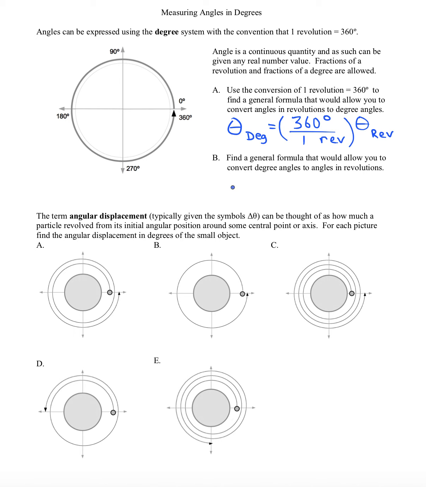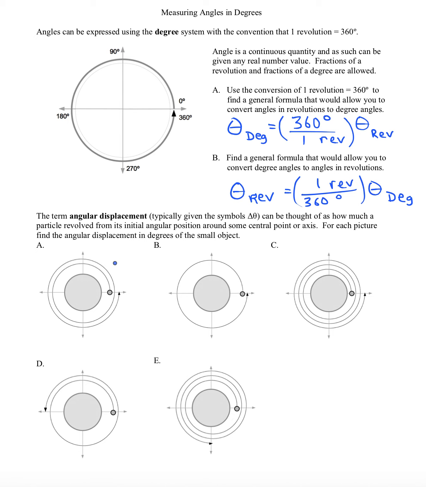Alright, so this is going to be similar to the one above. We want the theta in revolutions, and we start with a theta in degrees, multiply by a conversion factor, but this time the revolutions goes on top and the degrees go on bottom. So if we know an angle in degrees, we just divide by 360, and that'll give us the angle in revolutions.